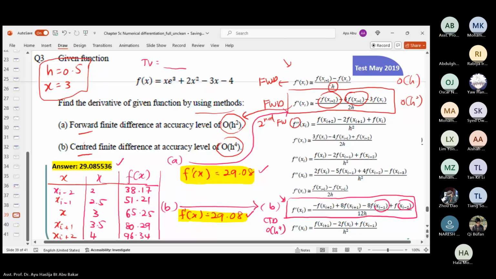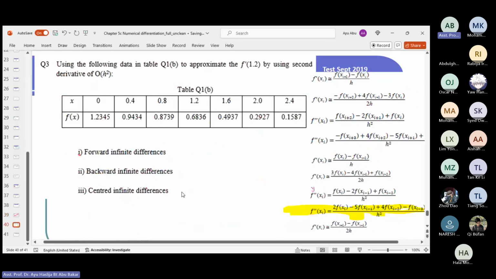Okay. Any question? Is this one easy? No. Let's try this one test in year.